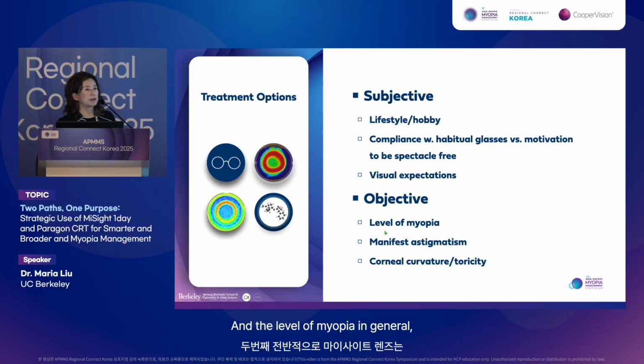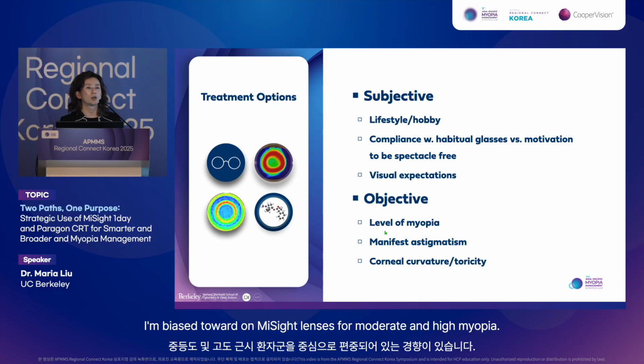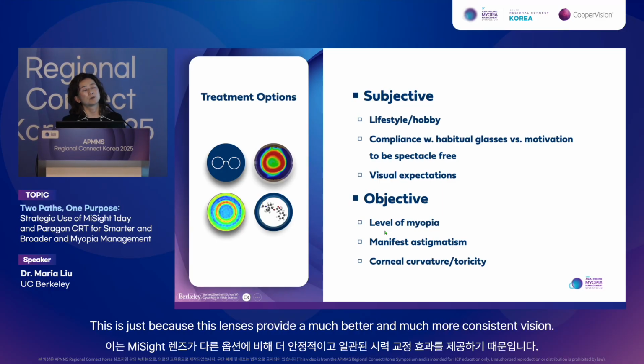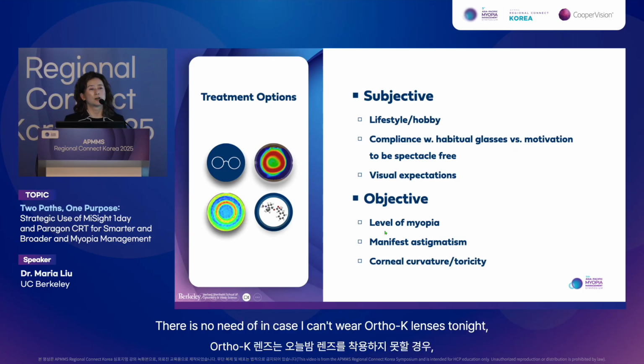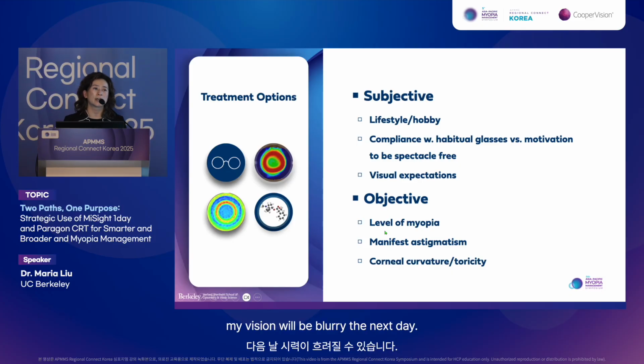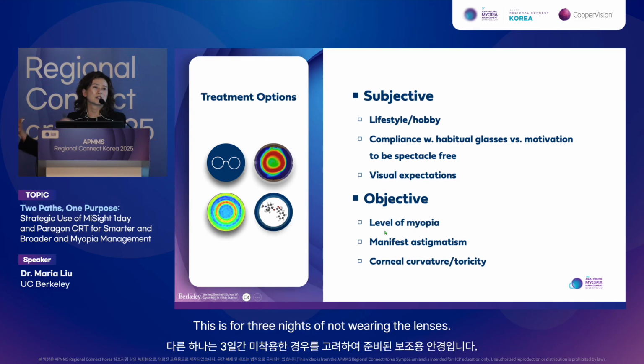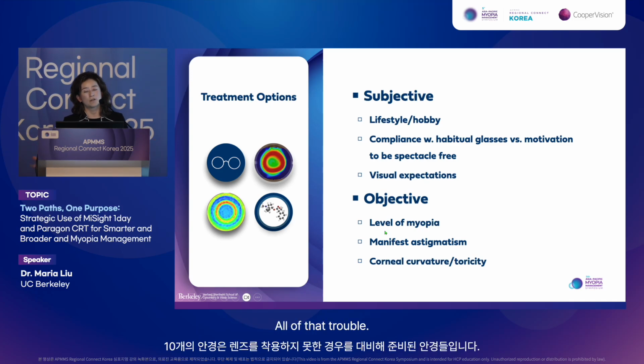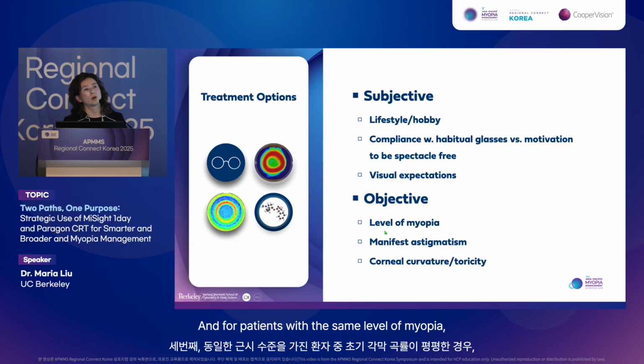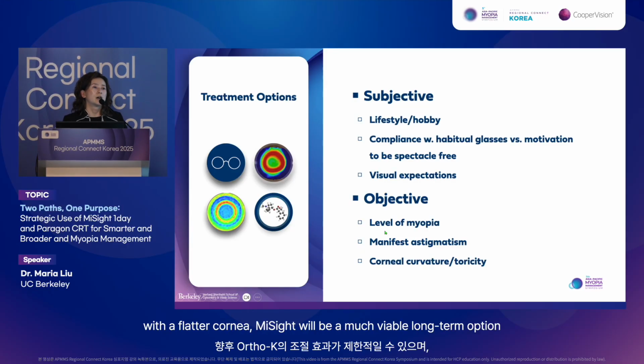And on the level of myopia, in general I'm biased toward MiSight lenses for moderate and high myopia. This is just because these lenses provide much better and much more consistent vision. There is no need to worry, in case I can't wear ortho-K lenses tonight, my vision will be blurry the next day. I have 10 pairs of glasses. This is for one night of not wearing the lenses. This is for 3 nights of not wearing the lenses. All of that trouble.